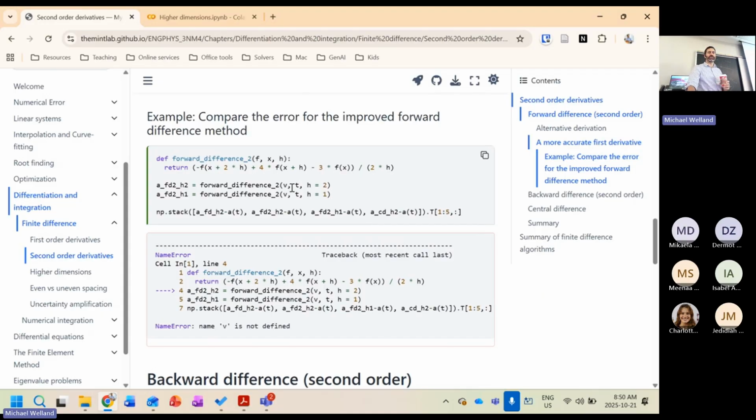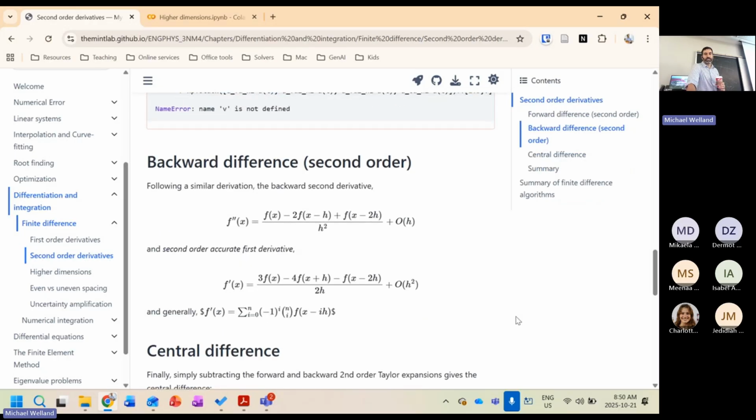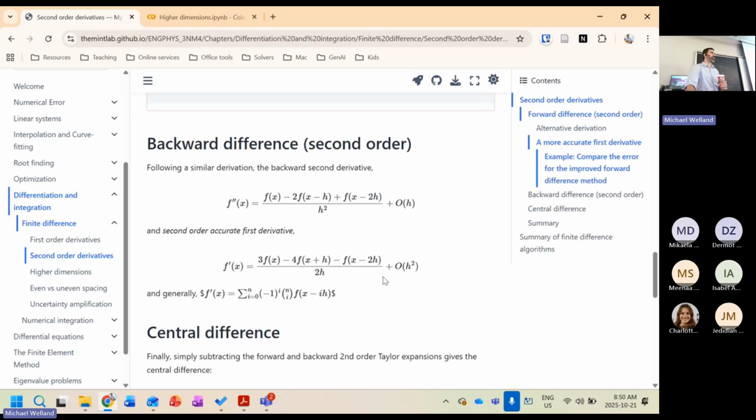Oh, I think my function definition didn't carry through. Okay, well, anyway, the error goes quadratically, right? You half the step size, and it improves the answer by a factor of 4. Backward difference, same thing. You get the same thing, just going backwards.